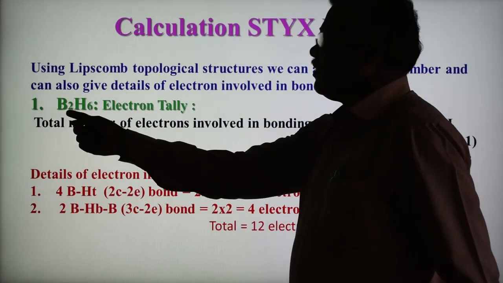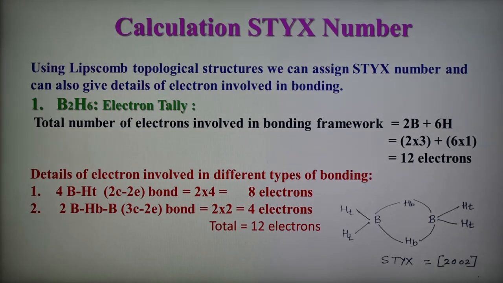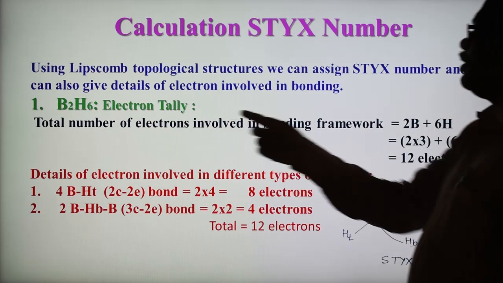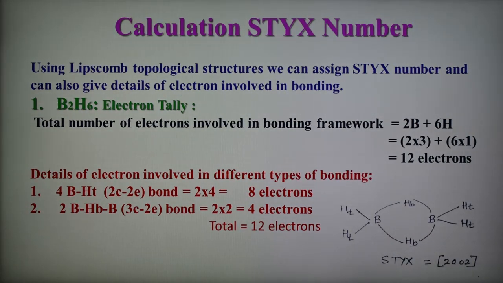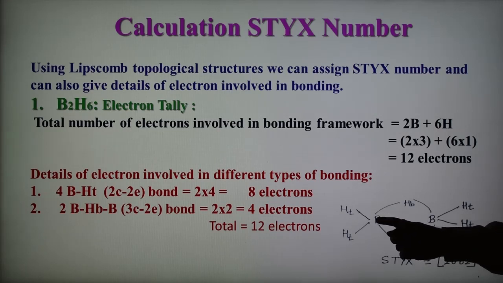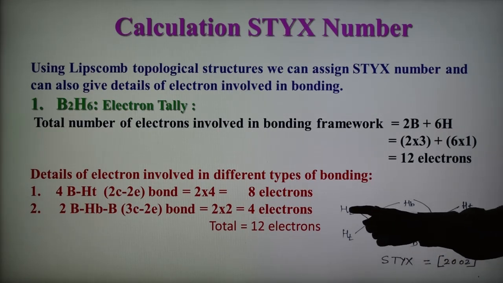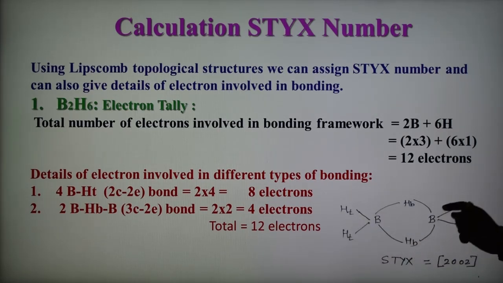So this is the first example for the calculation of styx number. In case of diborane, first of all we have to tally the electrons. The structure of diborane is shown here: boron 1, boron 2, 2 terminal hydrogens on each boron, and these are the bridging hydrogens.